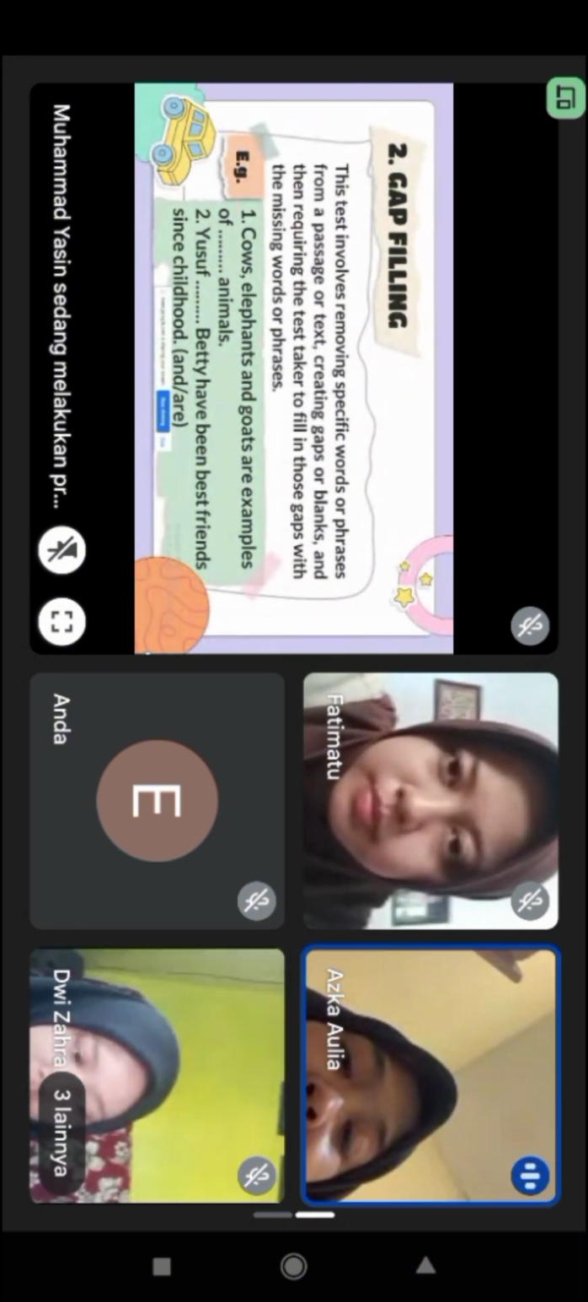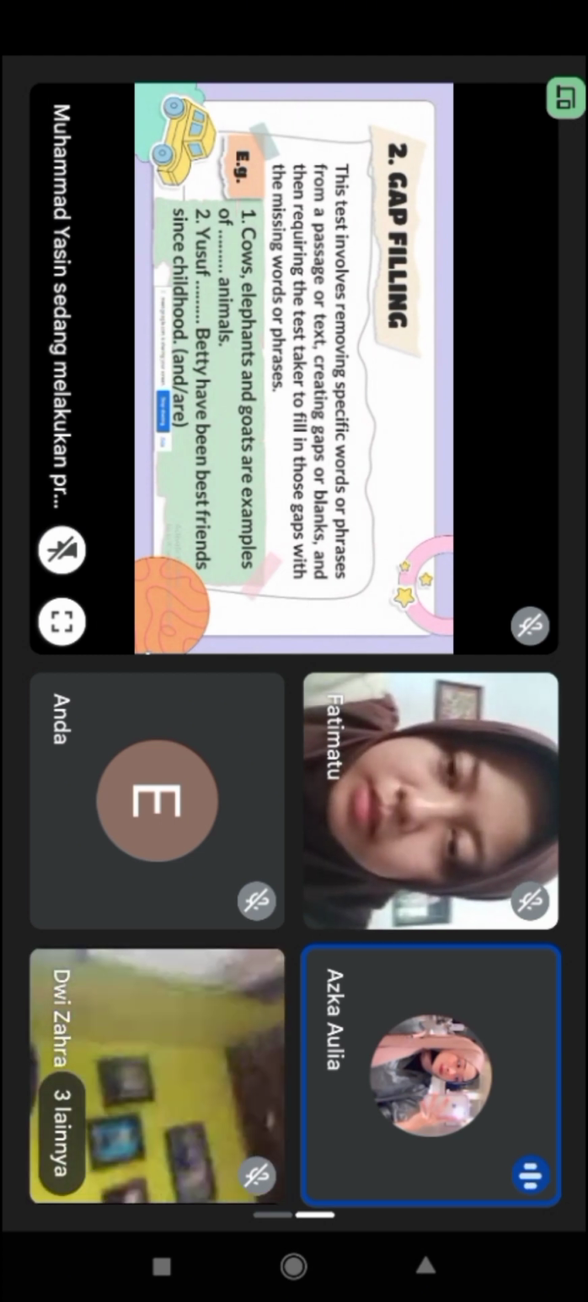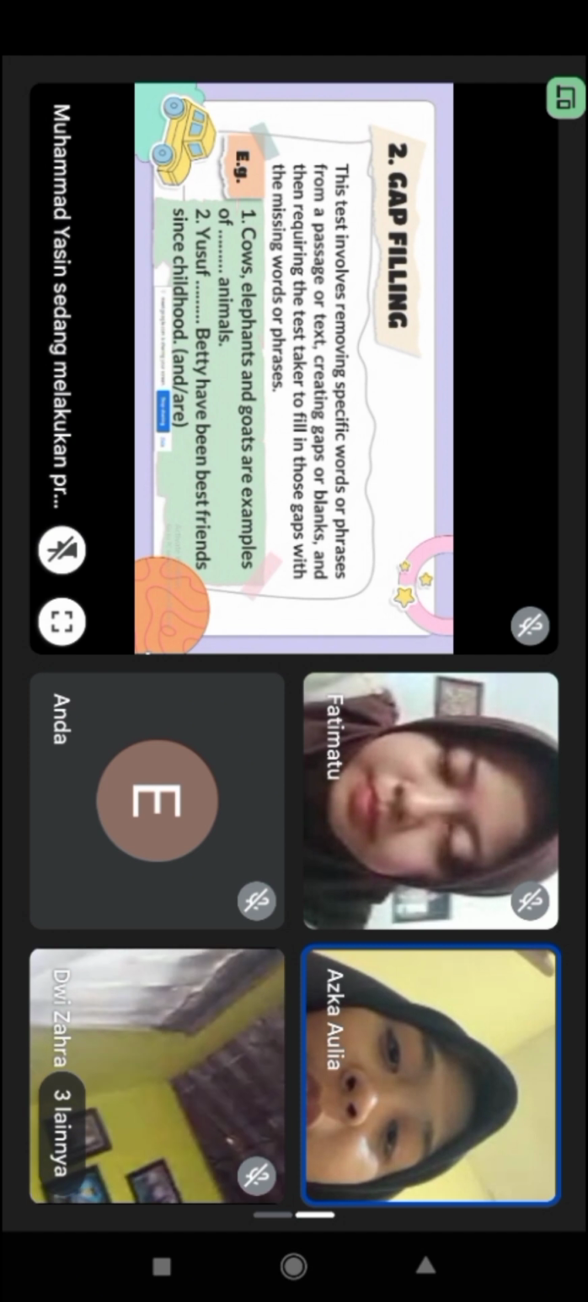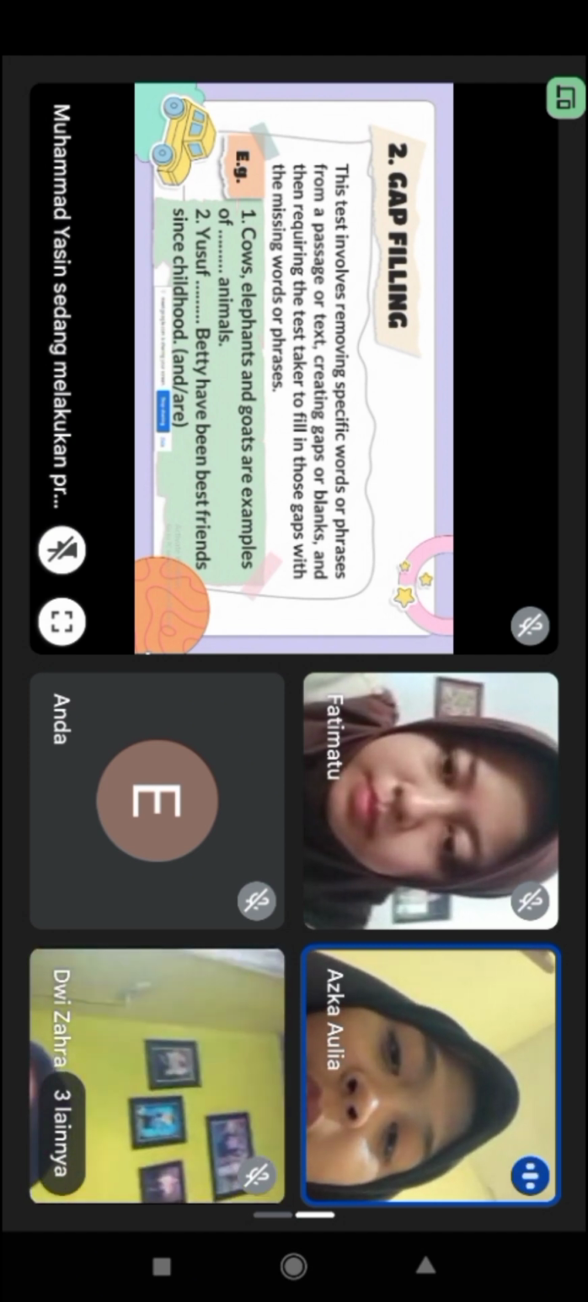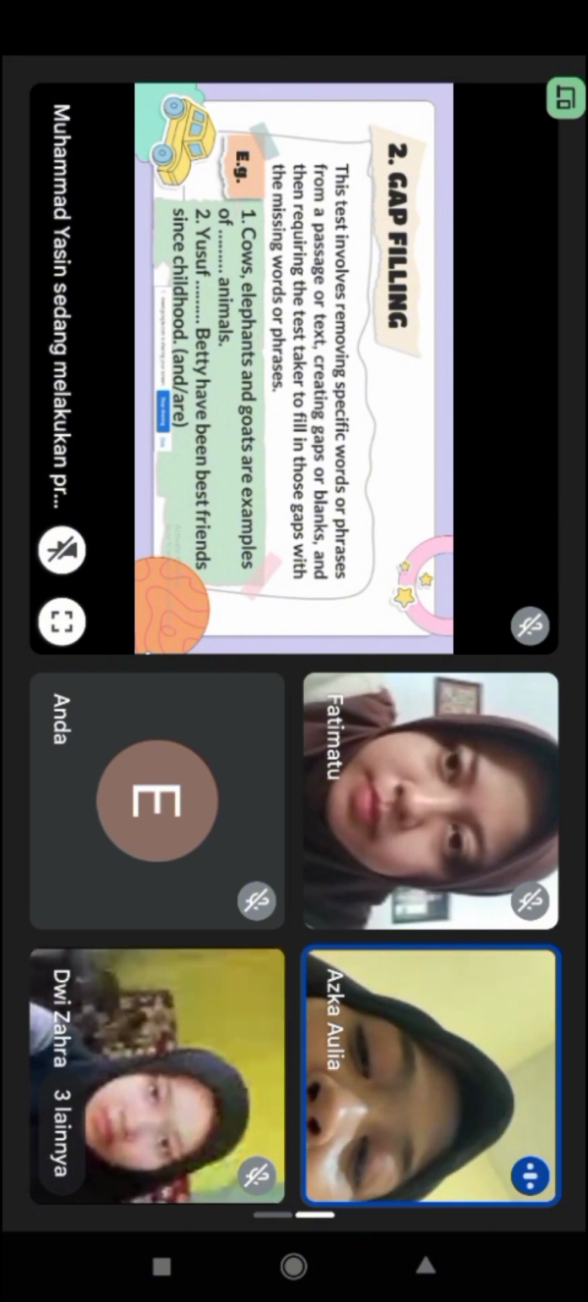Okay, point number 2 is gap filling. This test involves removing specific words or phrases from a passage or text, creating gaps or blanks, and then requiring the test taker to fill in those gaps with the missing words or phrases.